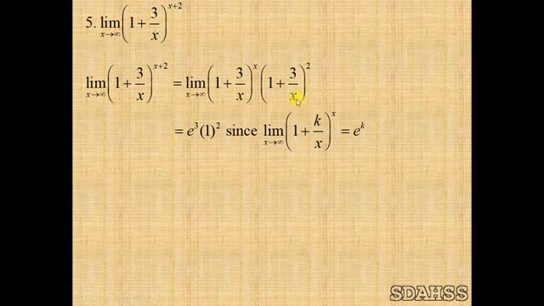Here you have to substitute x is equal to infinity. If you substitute, you will get 1 + 3/infinity. 3 by infinity is 0. So 1 + 0 is 1. 1 square. e^3 into 1 square. 1 square is 1, equal to e^3.